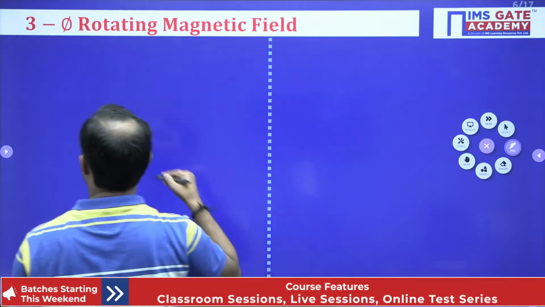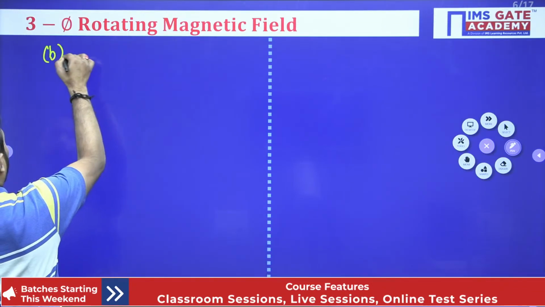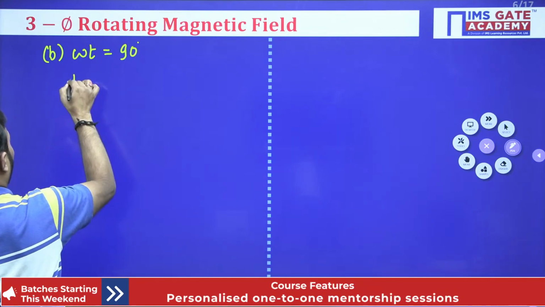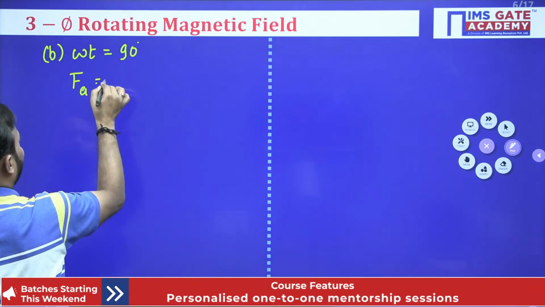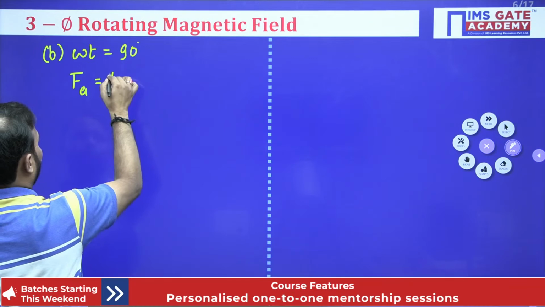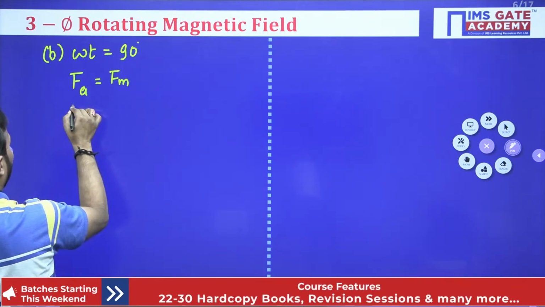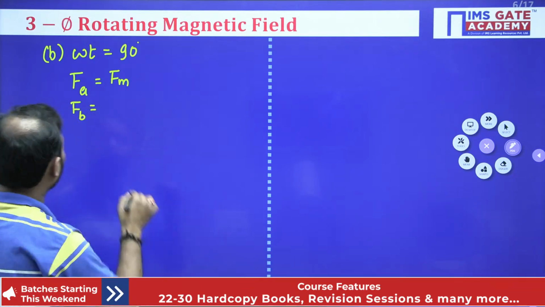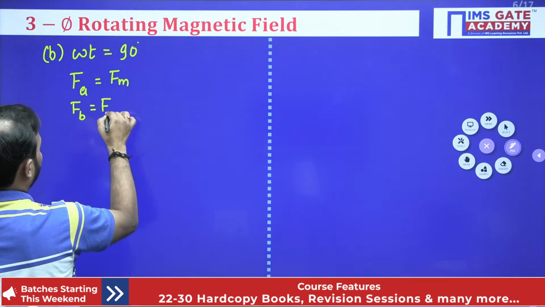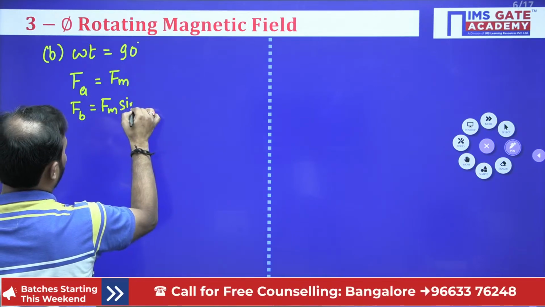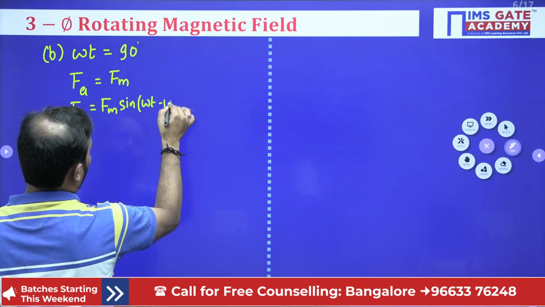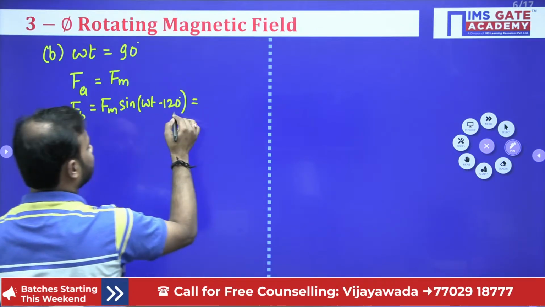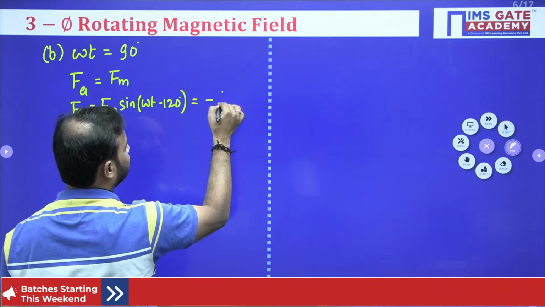Now let us take the second case, omega t equal to 90 degree instant. So FA will be what? Fm sin omega t, so this will be Fm. What about FB? FB is Fm sin of omega t minus 120 degree. Put 90 degree here: 90 minus 120 is minus 30. So this will be minus Fm by 2.